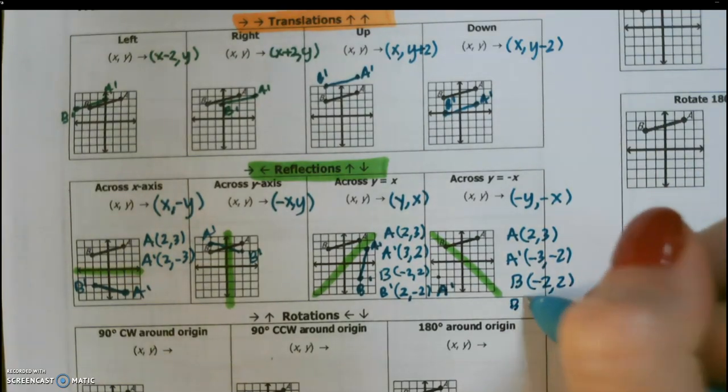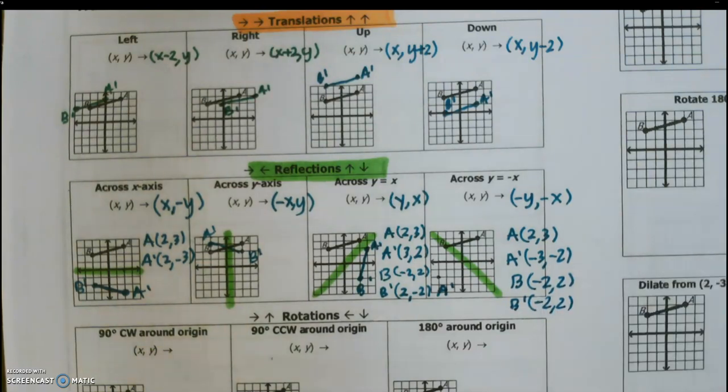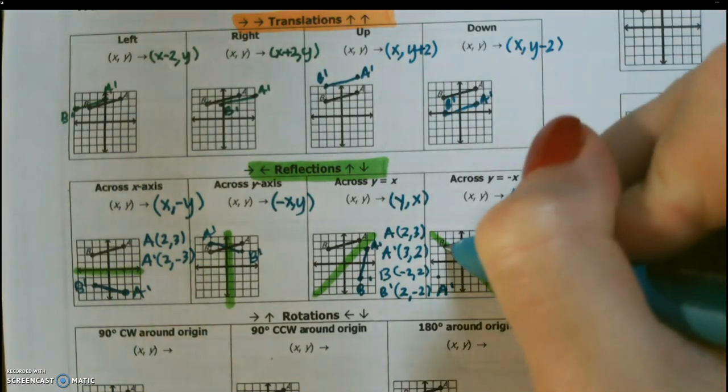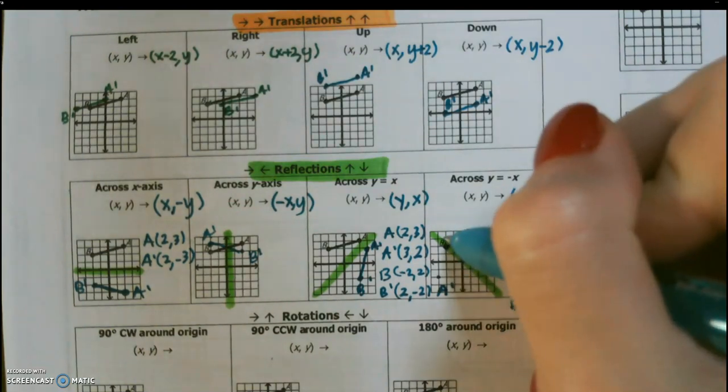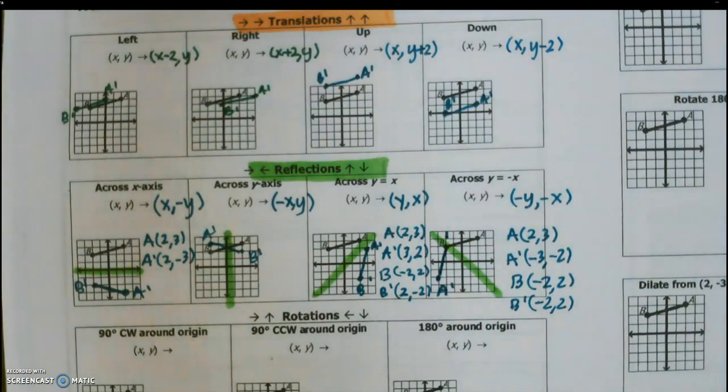Okay, B is at negative 2, 2. Okay, when you swap locations and swap signs, oddly enough, it's going to remain negative 2, 2, right? Which makes sense because B is on the line of reflection. Therefore, B prime would be on the line of reflection as well.